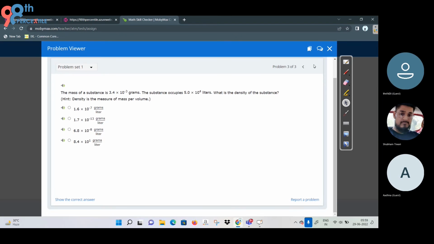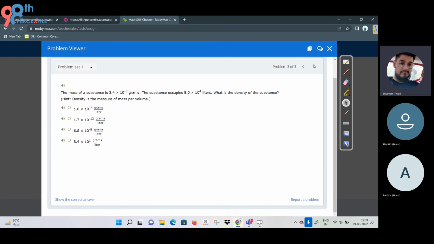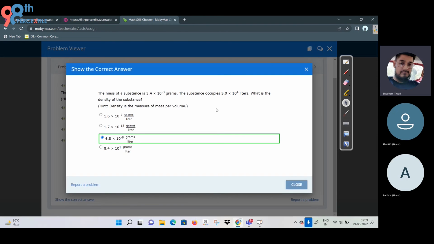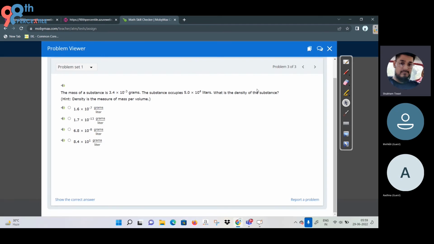I got the third one. I got the last one. Let's see whose accuracy is correct. Third one is the right answer, Shreyas. You made some mistake. Please check again.